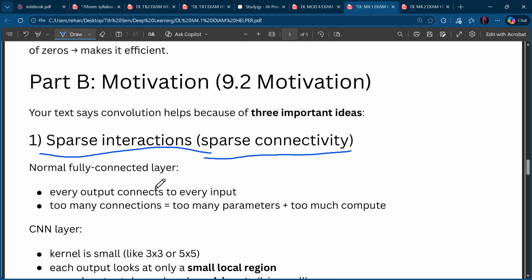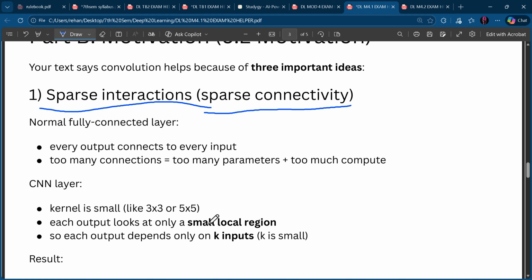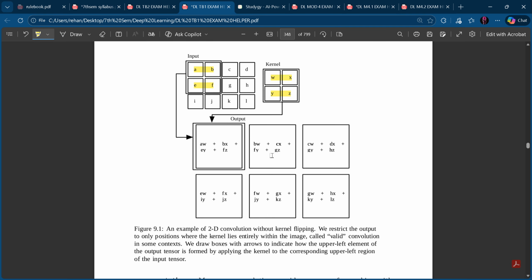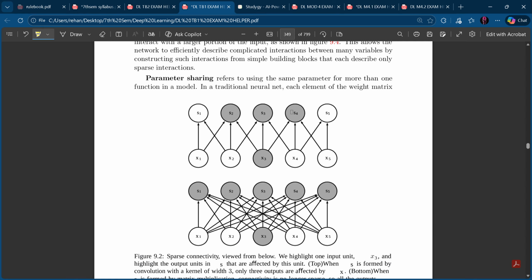Normal fully connected layer: in normal neural networks, every output is connected to every input. Too many connections means too many parameters and too much to compute. But what happens in a CNN? The kernel is small, like a 3 cross 3 matrix or 5 cross 5. We also saw 2 cross 2. So each output looks at only a small local region, and each output depends only on k inputs. k is small, as you saw in the image. Only k, like 4 values, are there.